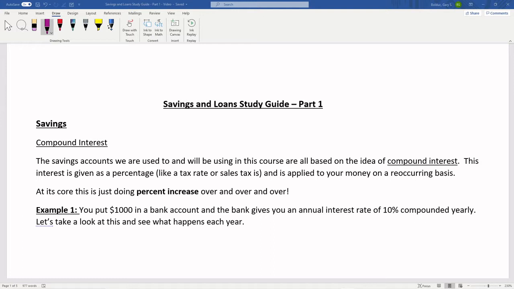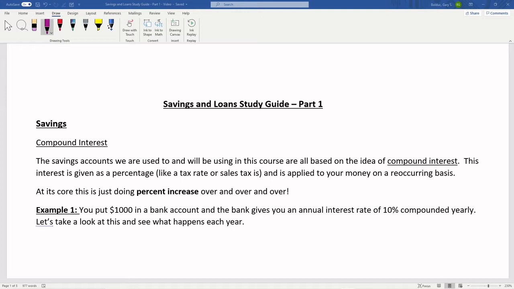So we're going to be going over both savings and loans today, and you'll see how very similar they are. We're going to go through and look at all the formulas that we have to use, and then in a separate video and on a separate document, we'll be going a little bit further with loans and using Excel. So I'll talk to you about that right at the end.